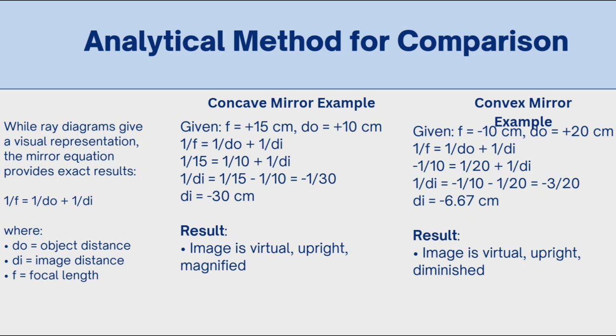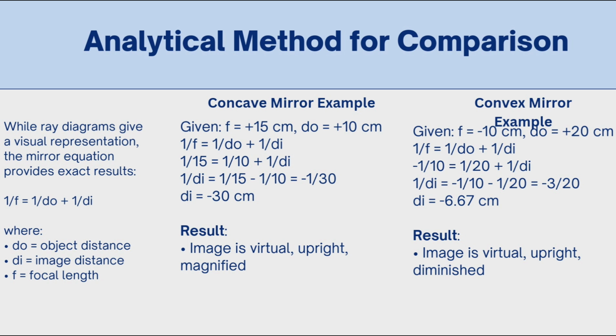So step 4 is to take the reciprocal so we can get the image distance. So 30 over negative 1, di is equal to negative 30 centimeters. This result means the image is virtual because of the negative sign, right? And we can also check the magnification using the formula m equals negative di over do.